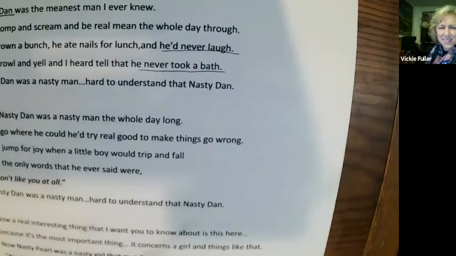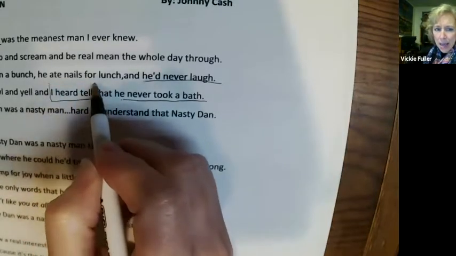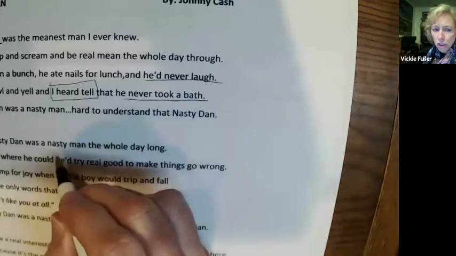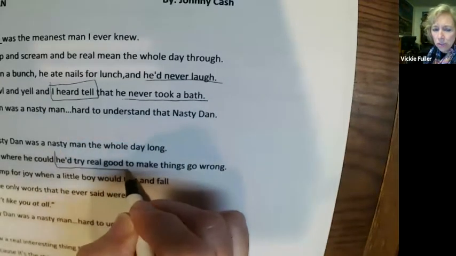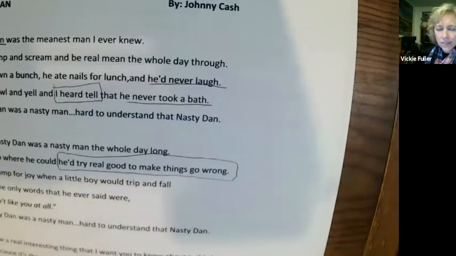Another thing is how they're speaking. I heard tell that he never took a bath. Now, do we speak like that nowadays? Not really. He'd try real good. He'd try real good to make things go wrong. That's kind of a backwards way of speaking as well. So there again, that relates to my time period of the Wild West.